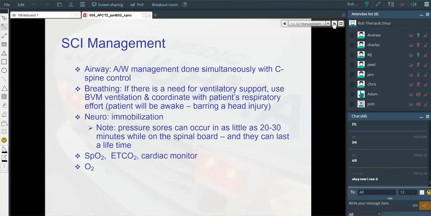And SpO2, cardiac monitor, O2 if their minute volume is compromised and they're not oxygenating well and their sats are lower. Supplemental O2 and transport. And IV fluids for hypotension.